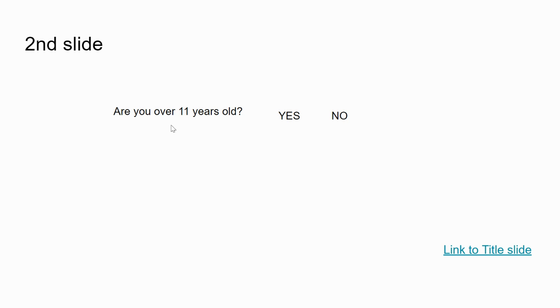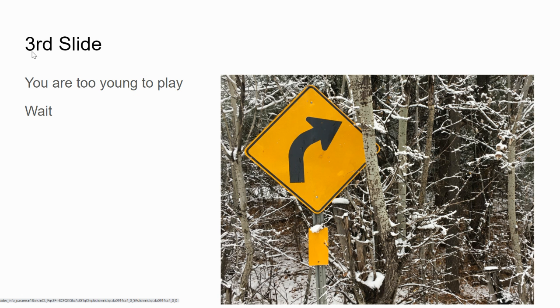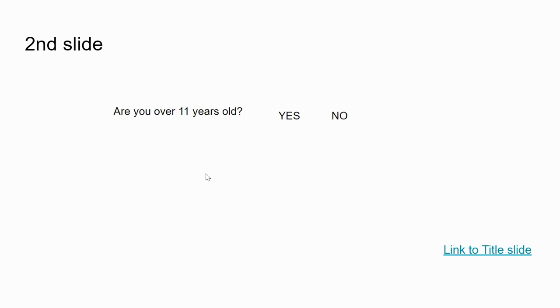So my next slide, I have a question. Second slide, are you over 11 years old? Yes or no? So I made links on both my yes and my no. If I say no, then it takes me back to this slide or to the next slide, whatever I programmed it to. You're too young to play, you gotta wait. And you'll notice that I have a link anywhere they click on this slide, linking them back to this question again. So they wait until they are older than 11 years. So they keep playing this game.